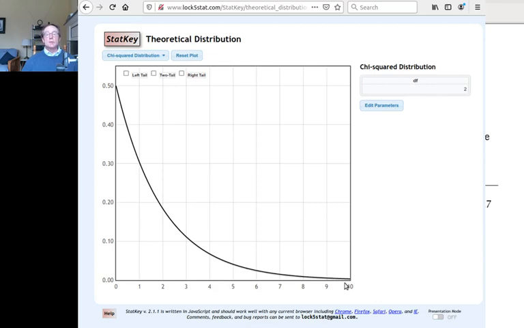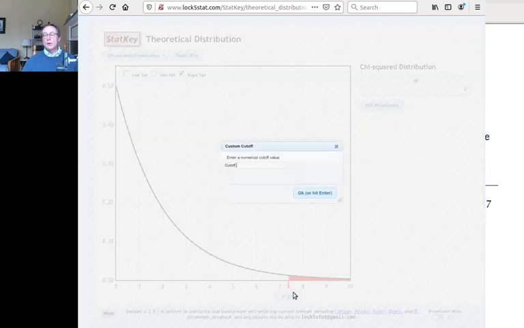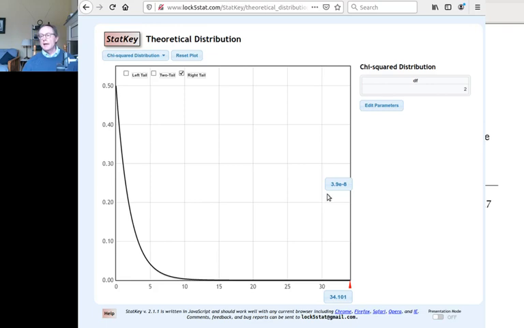And a person sees right away 34.101 is not even on the screen. It's literally off the charts. 34.101 is basically impossible. It's like having a z-score of 18. I mean, it basically can't happen. But I'll go through the motions anyway. You click on right tail. You enter 34.101, good, and it says 3.9 E minus 8.